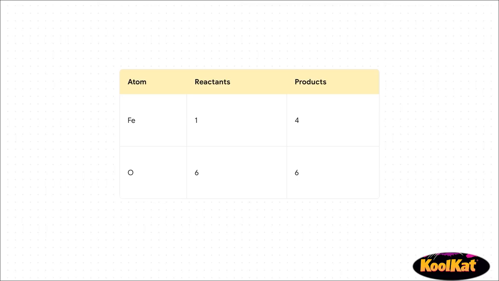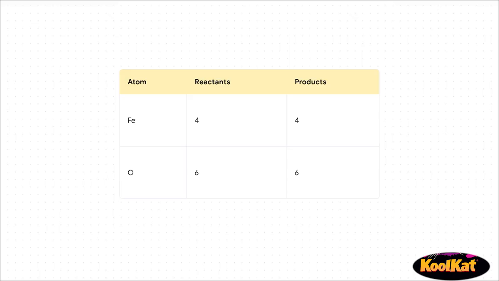But wait, look what happened. By putting that 2 on the right, we also changed the iron. We now have 2 times 2, which is 4 iron atoms on the product side. We are so close. The oxygen is perfect. We just have 1 iron on the left and 4 on the right. That is a super easy fix. All we have to do is slap a big 4 coefficient in front of the iron on the left side.